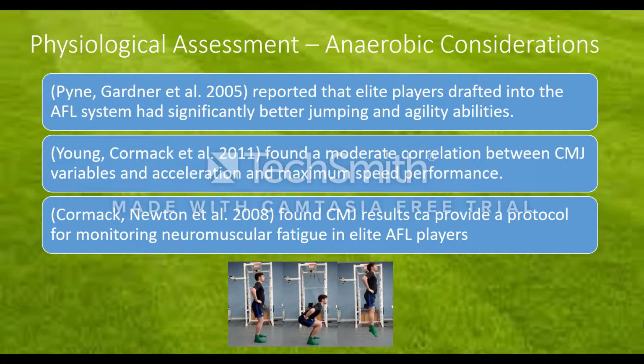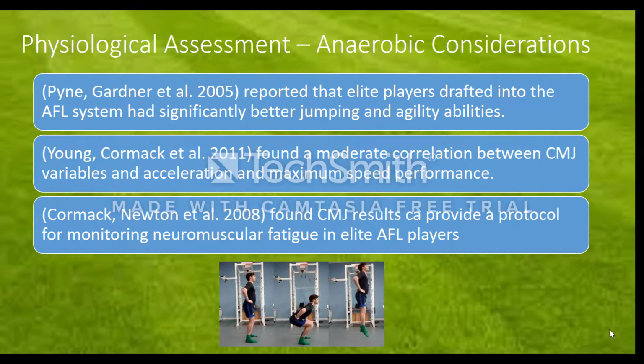Young, Cormack and Crichton evaluated the relationships between counter movement jump variables and acceleration, along with maximum speed performance in 23 elite players. Results indicate there was a moderate correlation between counter movement jump height and 10-metre times. Additionally, Cormack and Newton concluded that counter movement jump can provide a protocol for monitoring neuromuscular fatigue in elite players. Based on these and many other studies, the counter movement jump is essential as a talent identification testing protocol for power. I will discuss the counter movement jump in more detail later in the presentation.